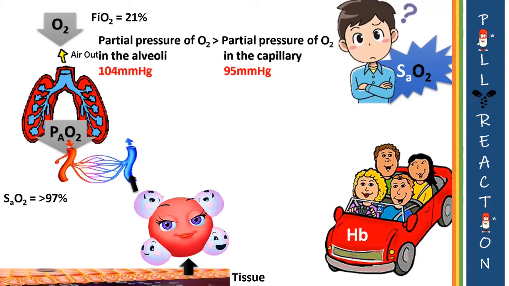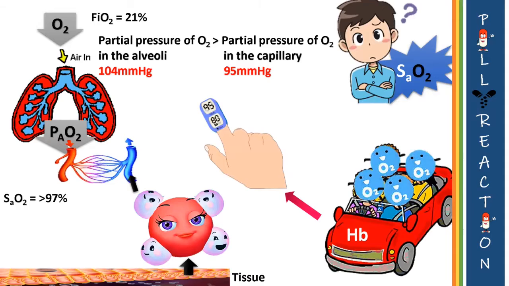Now, coming back to our SaO2, which is simply the percentage of hemoglobin bound to oxygen, or oxygen that's on hemoglobin. Remember, hemoglobin, a tetramer, has the capacity to bind 4 oxygen molecules. The normal SaO2 is about 97%, and below 93% is problematic. We can easily check it by using a pulse oximeter. Oxy is for oxygen, meter is nothing but measurement.